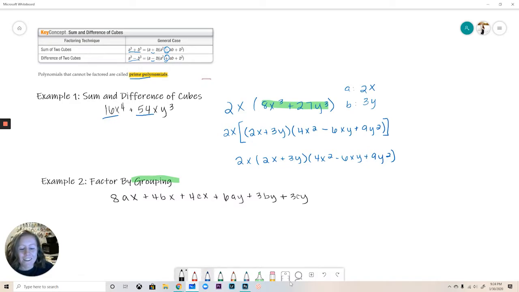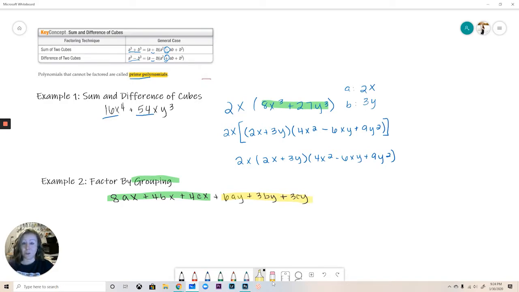Okay, looking at it, I would love to find a common factor in every single term, but that's not going to happen here because we've got these 3's. They're not even, so we can't divide everything by 2. Some of them have x's, some of them don't. But what I notice here is this first half has a lot of common factors, and this second half has its own common factors.